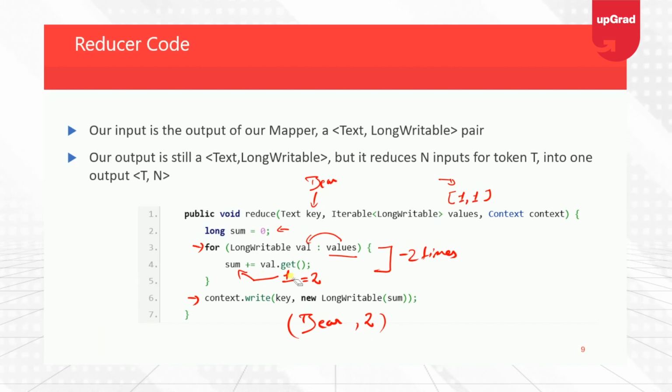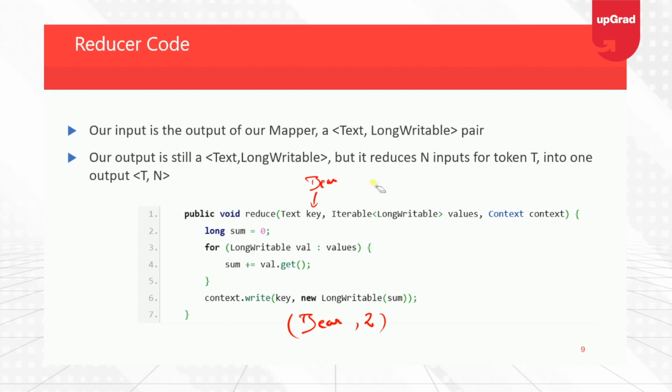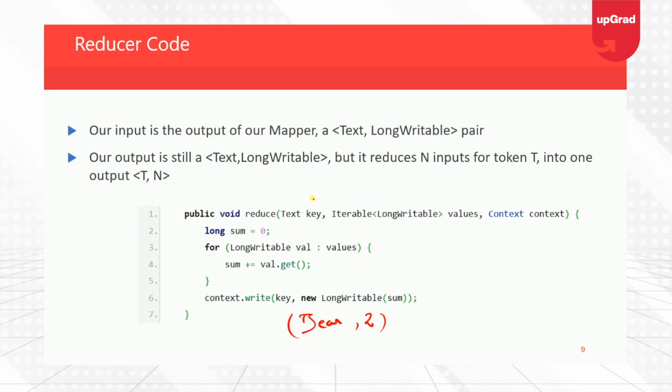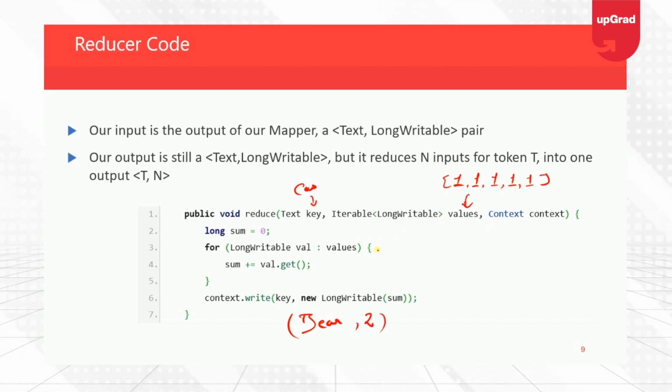Let us do it one more time to understand it more clearly. This time, we'll be invoking the reduce function for the second key value pair, which is cow and lots of ones here. So the key here is going to be cow and the value is going to be 1, 1, 1, 1, and 1. Remember that these assignments will be done by the MapReduce framework. So this loop is going to run a total of 5 times.